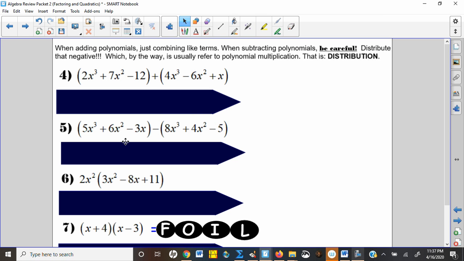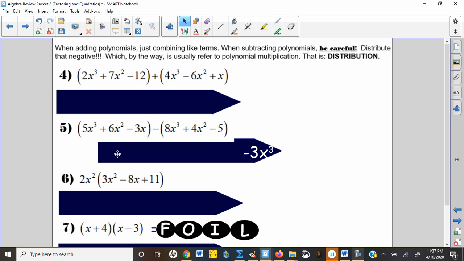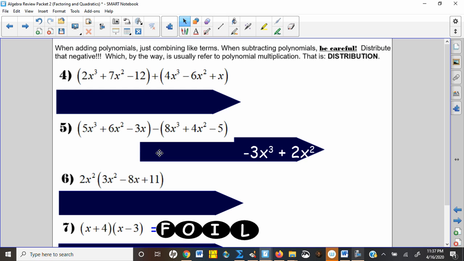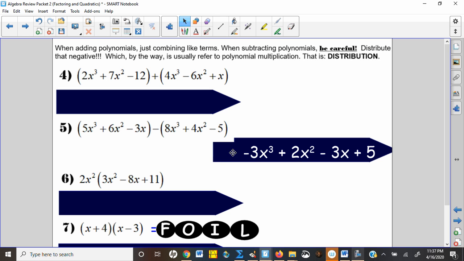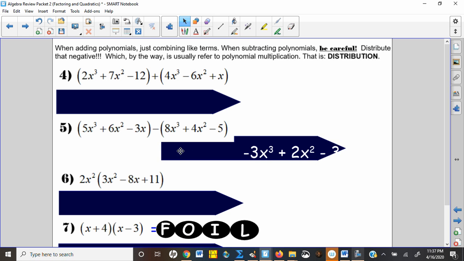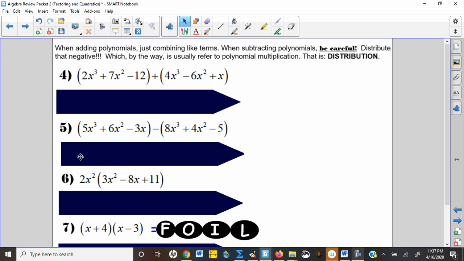And so 5x cubed minus 8x cubed is what, negative 3x cubed, okay? And then 6x squared minus 4x squared is what, 2x squared? And then there's only one x term, it's a negative 3x. And then look at that last 5. I'm actually subtracting a negative 5. We know that when we get a double negative, it turns into a positive. So it's not like it's a lot harder than the one above it, but you have to be more careful.